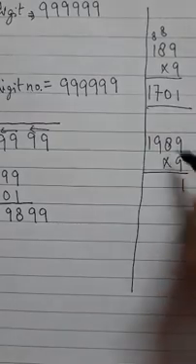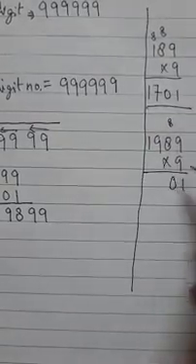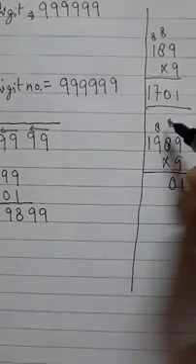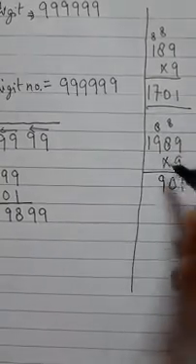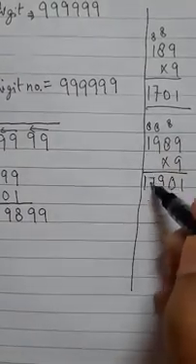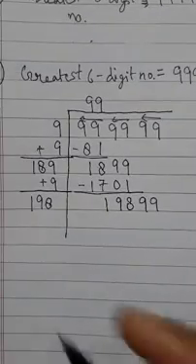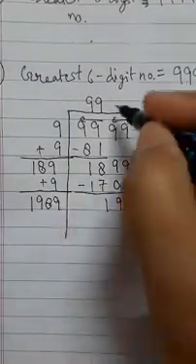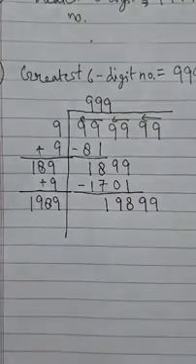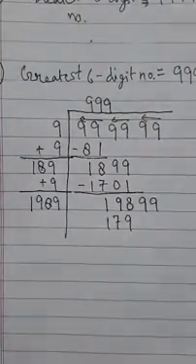9 9s are 81. 9 8s are 72 plus 8 is 80. 9 9s are 81. 81 plus 8 is 89. 9 was a 9. 9 plus 8 is 17. So we get 1989 into 9, which is going to give me 17901.